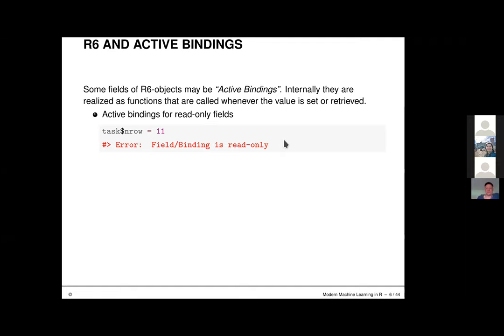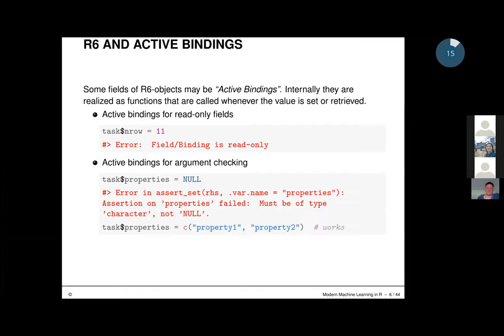Because we have a function internally in the code which says, hey, you can't set this field, it's not allowed. Right? We can also use this a lot for something like argument checking. So if you have a task here, and a task can have properties, you can't assign null, it's not allowed, but it would be allowed to assign some random characters here.